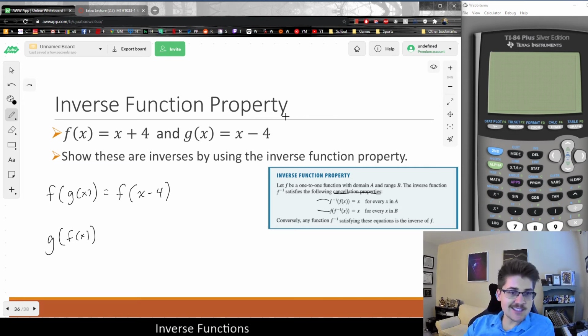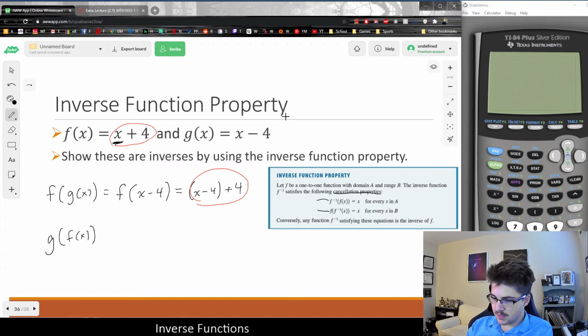We can also check, this is just a different way to verify that they're inverses, and we can see the algebraic benefit of knowing a function and its inverse going forward. That's why this is so important. But if I plug x minus 4 into f, well, that means I'm going to replace x with x minus 4. That'd be x minus 4 plus 4, right? Because f of x is that whole thing.